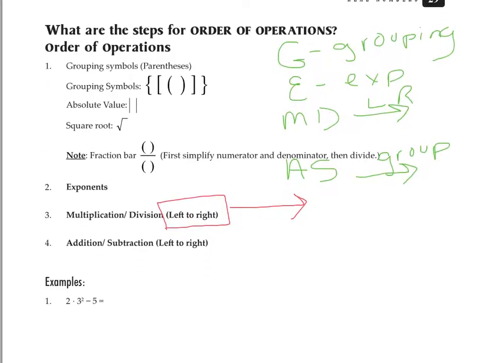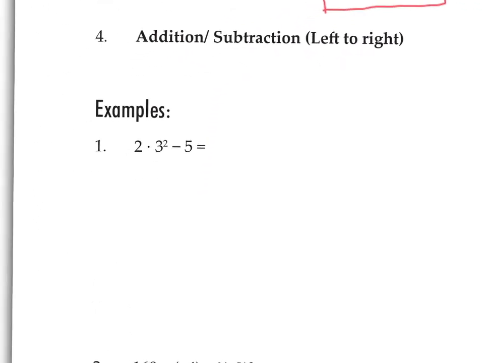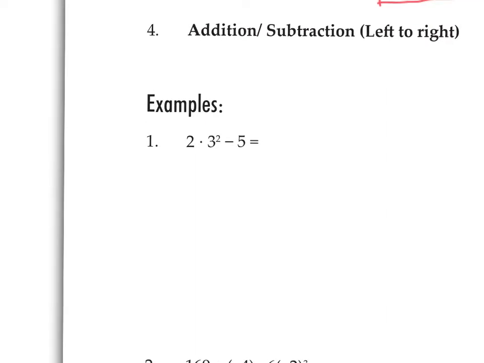So I think we got some examples down here we're going to try. Let's enlarge them here. All right, so if we write on the side, we should be always looking for grouping symbols first. Well, in this example, there are no grouping symbols, so we can skip that step. Then we should be looking for exponents. Well, we do have an exponent right here. So the square is on the 3. 3 squared means 3 times 3, so that would be 9.